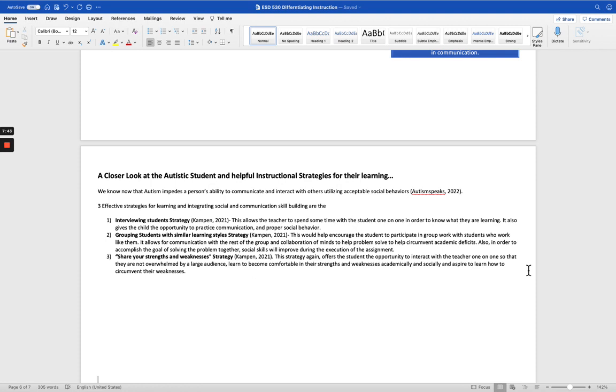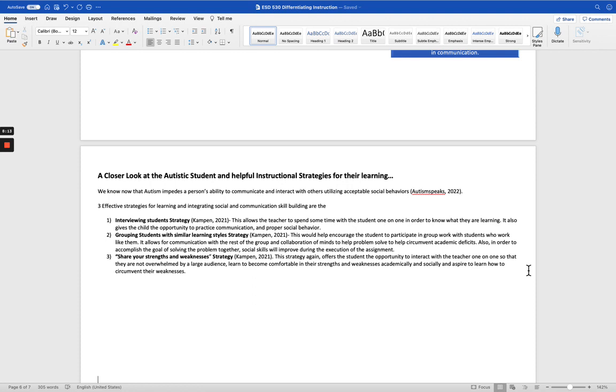In grouping students with similar learning styles, this helps encourage the student to participate in group work with students who work like them. It allows for opportunities for communication with the rest of the group and collaboration to help problem solve. This helps with collaboration skill building.